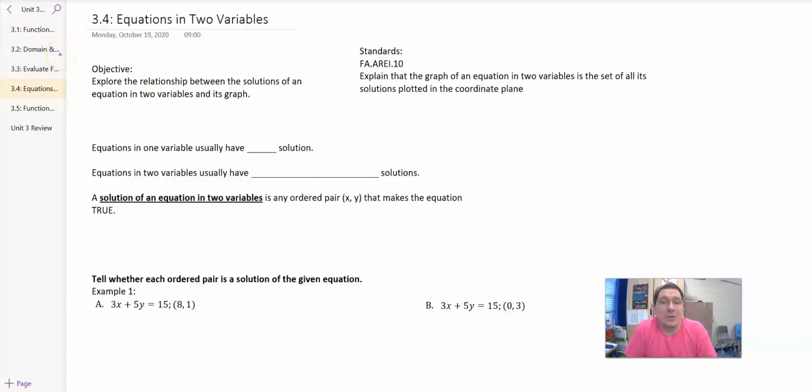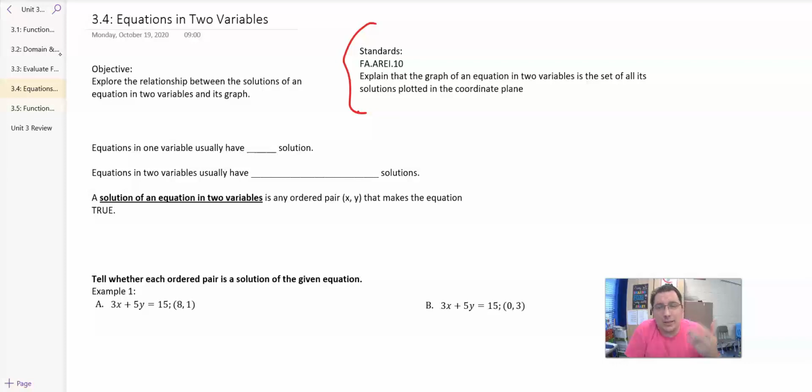Hey there, y'all. Today we're going to look at 3.4 on equations in two variables. Our objective is to explore the relationship between the solutions of an equation in two variables and its graph. Our standard is A.REI.10, which is to explain that the graph of an equation in two variables is a set of all its solutions plotted in the coordinate plane.